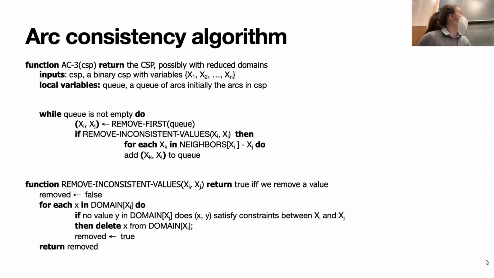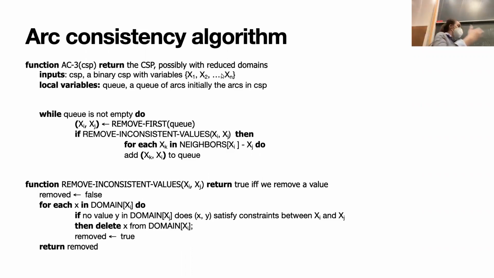This is a very nice algorithm. It's basically doubly recursive, so yay. It's called arc consistency 3. There are many different types. And this is going to return the constraint satisfaction problem, possibly with reduced domains.